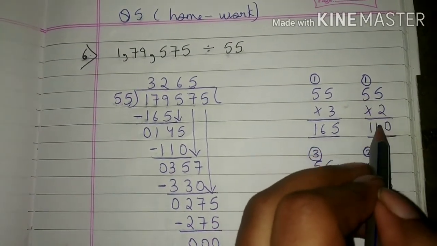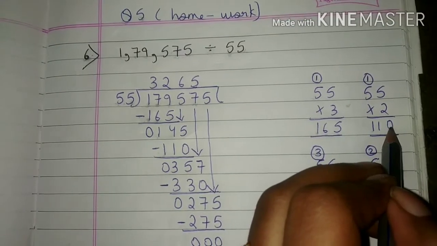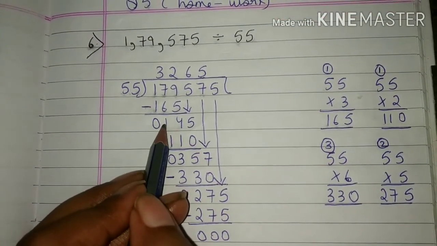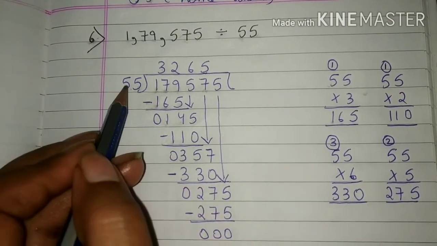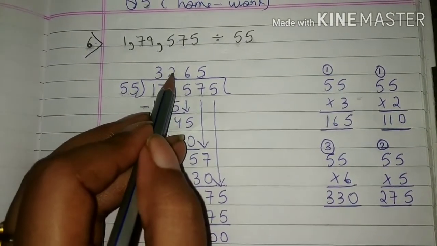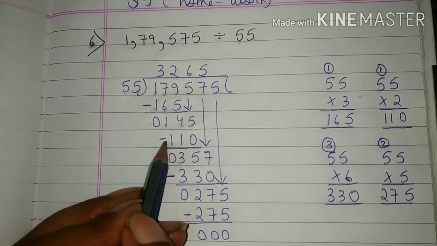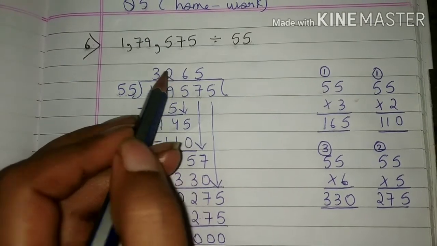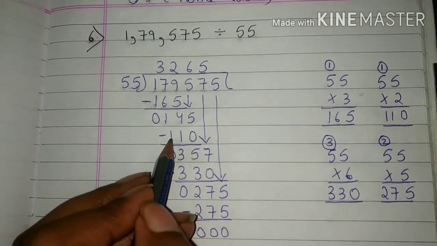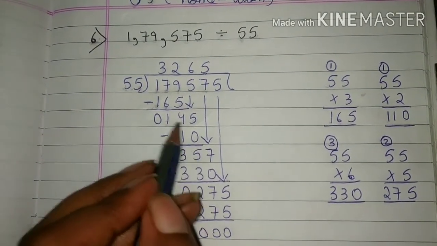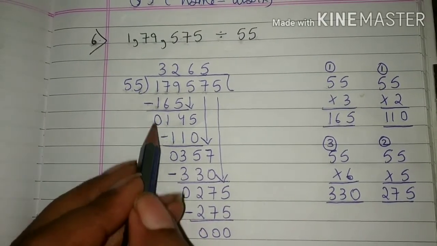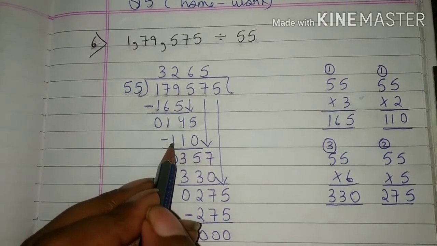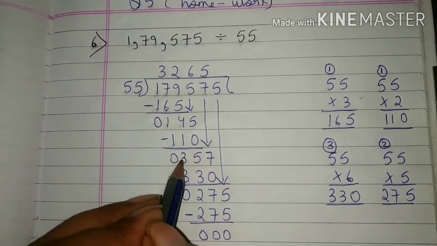55 into 2 is 110 and 110 is just smaller than 145. So we will consider 55 into 2 is 110. Students, we will write 2 here and we will write 110 here. Now we will subtract the number. 145 minus 110 will give 35.